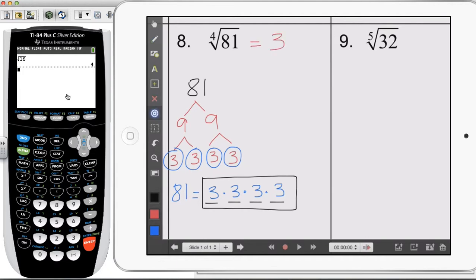Since nothing is left, the radical goes away. Nothing is left under the radical. Everything is grouped. So that would be your answer. Now, how do you do this on the calculator?